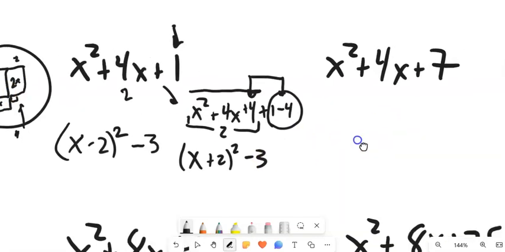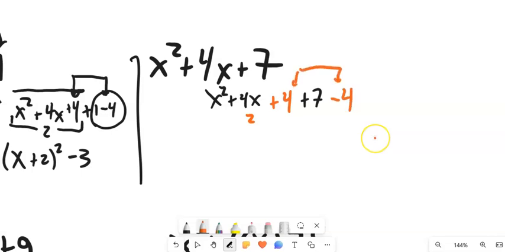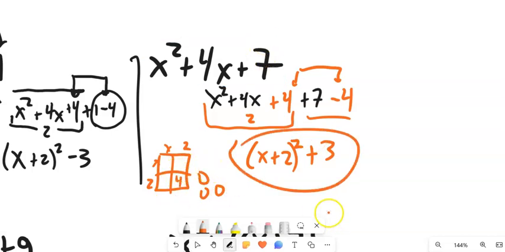Let's do another one. Same idea. I'm going to push that 7 out. So let's see. Half of 4 is 2. 2 squared is 4. I'm going to add 4. And I've got to subtract 4, right? Balance it out. So that means this part, x plus 2 squared, and 7 minus 4 is plus 3. In other words, this collection of tiles is this perfect square, right? Notice I've got 4 in here with 3 left over, because it has 7. So that is equivalent to that.